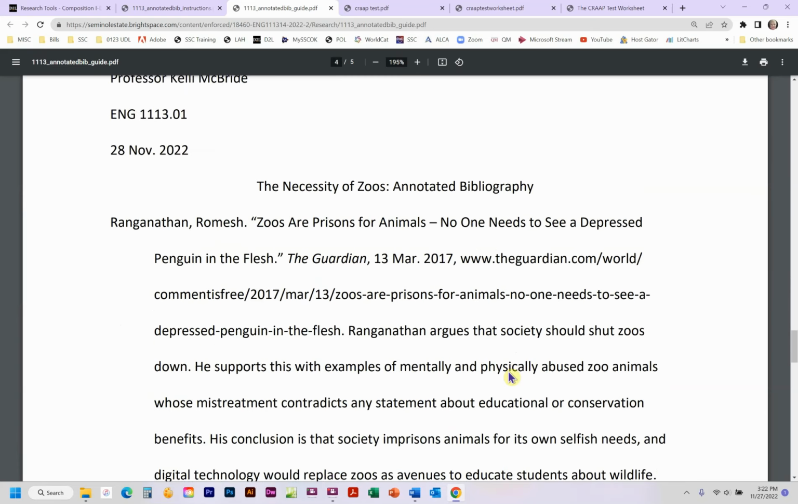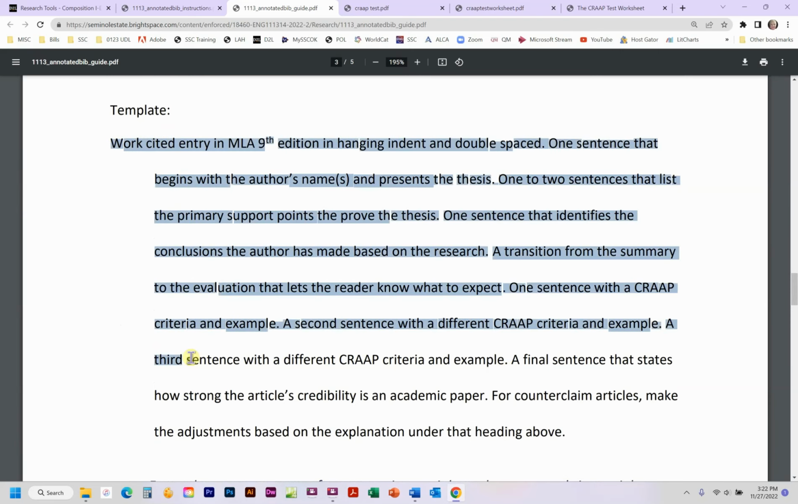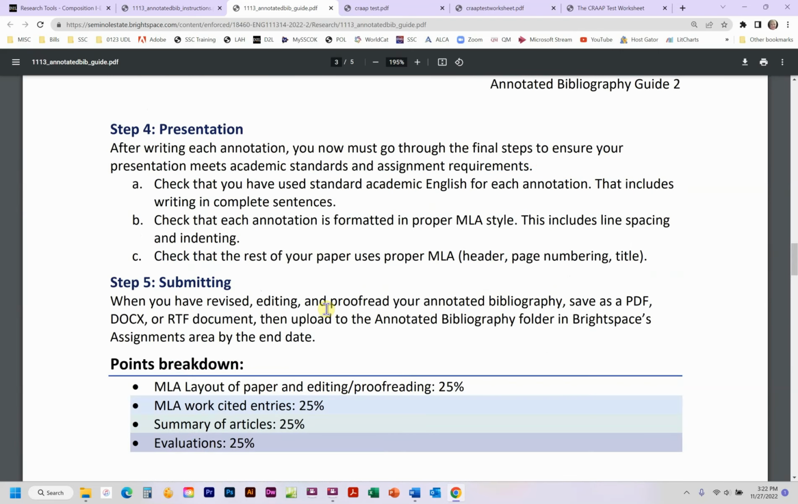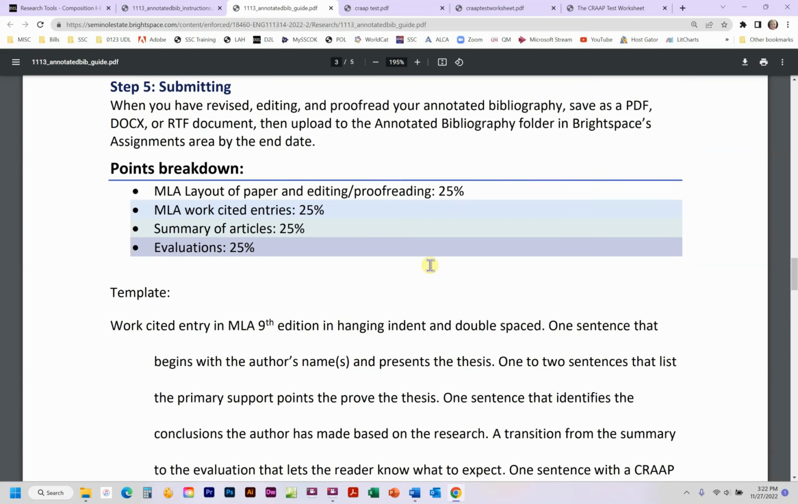So again, you can see here's the little sample, right? It's got that hanging indent, right? And it's double spaced. You're also going to alphabetize all of your entries because you've got that works cited entry. So you're going to alphabetize them as you would a works cited page, right? And check that the rest of the paper uses proper MLA format, right? So you can see here, you've got your regular MLA heading, you've got your title, you've got your page numbers.